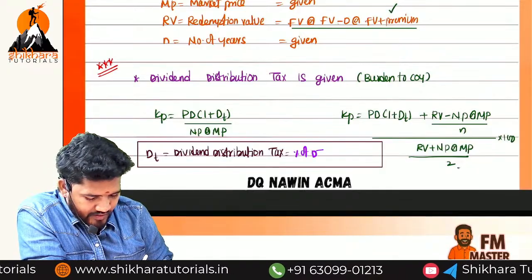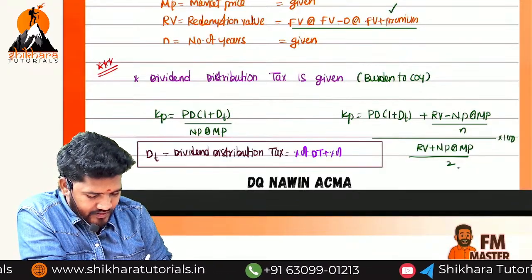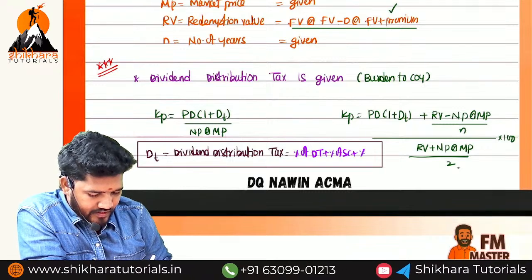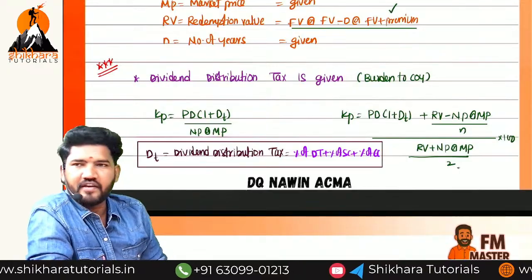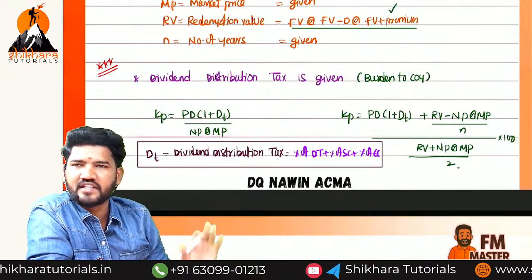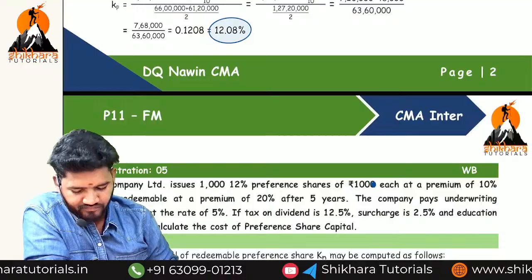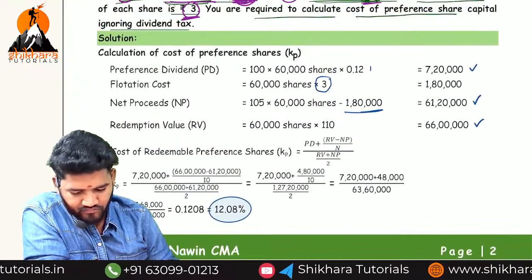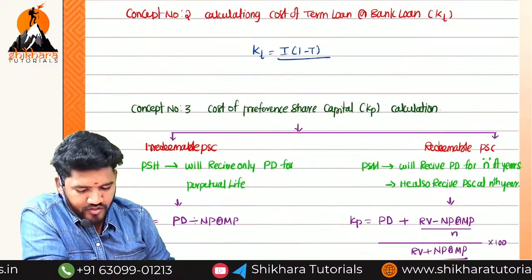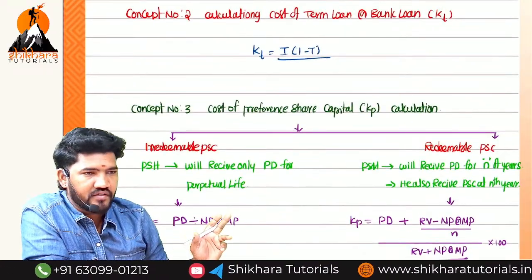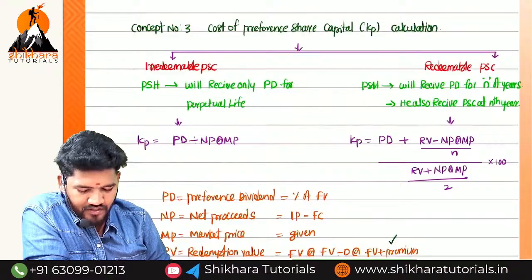Percentage of dividend tax plus percentage of surcharge plus percentage of education cess. You need not apply it anywhere, just consider the percentage, that is sufficient. Then write down the notes first. Concept up to concept 2 was completed yesterday. Now please start with concept 3.